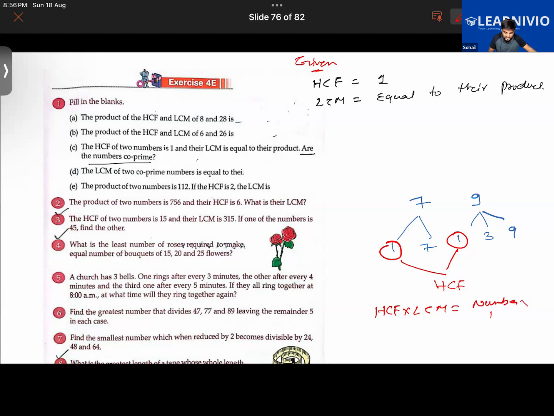Number 1 multiplied with number 2. Let me just put it on charge. It just got discharged.